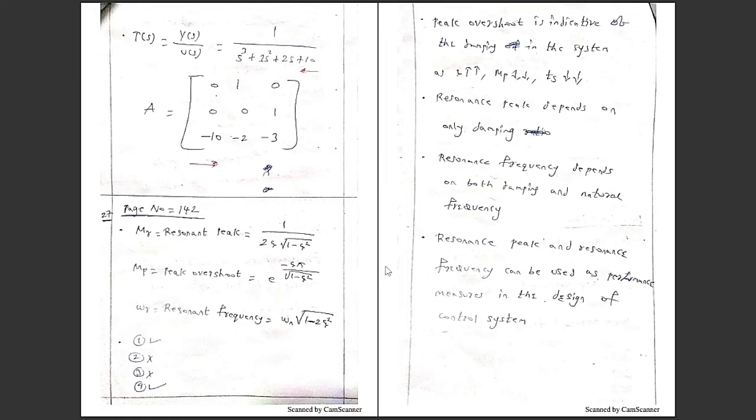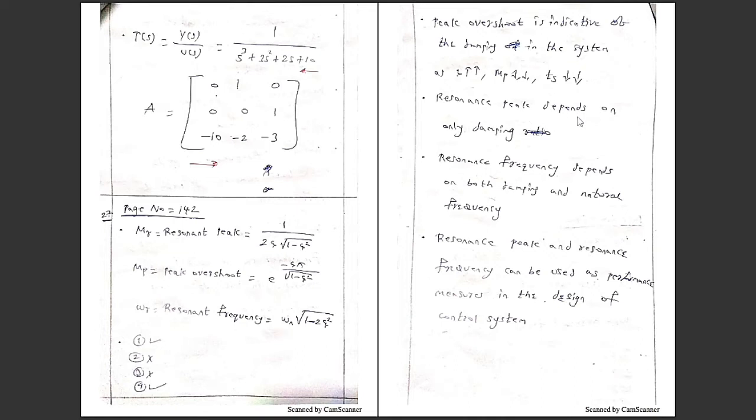So finally, I can say that the peak overshoot is the indicator of the damping of the system, because if you know the peak overshoot, then you can easily find the damping of the system. As the damping ratio increases, the peak overshoot decreases and the settling time decreases. I have already told you this. And the resonant peak depends only on the damping ratio.